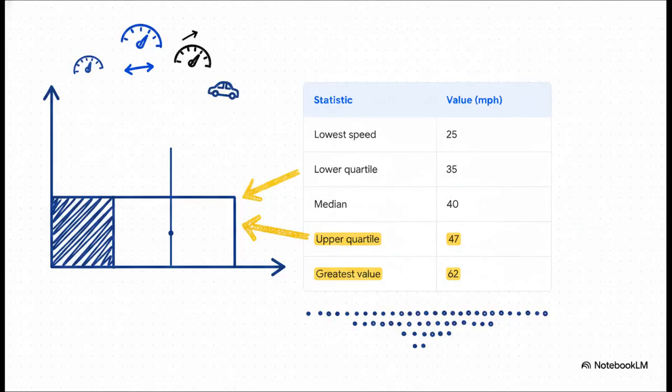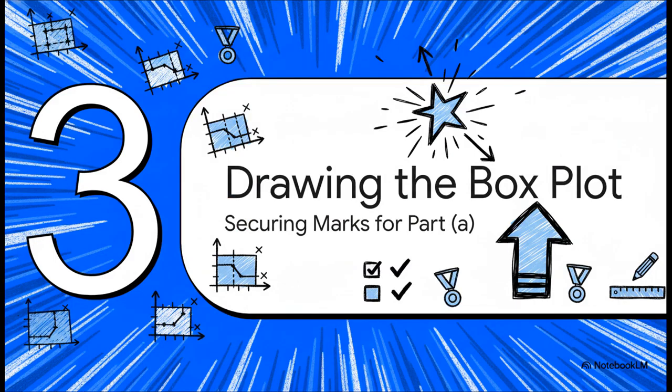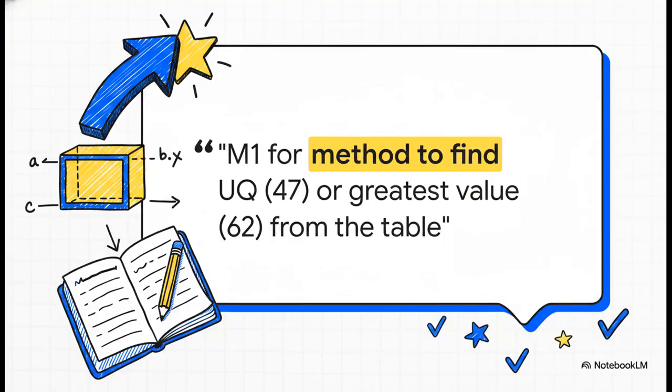So here it is, our complete set of numbers. We've got our 5 champions ready to go. Lowest speed is 25, lower quartile is 35, median is 40, our freshly calculated upper quartile is 47, and our greatest value is 62. Perfect! Now that we've done all the prep work, let's build the answer for Part A and see exactly how those marks are handed out.